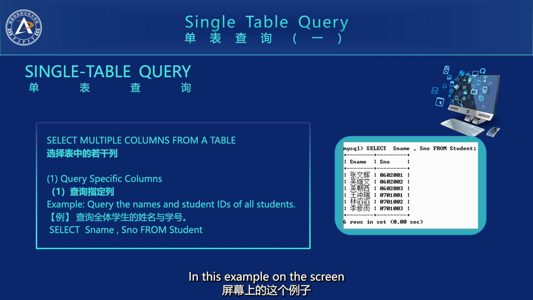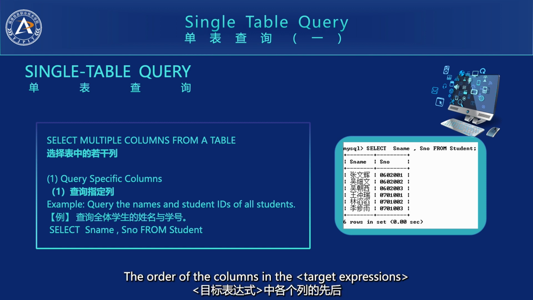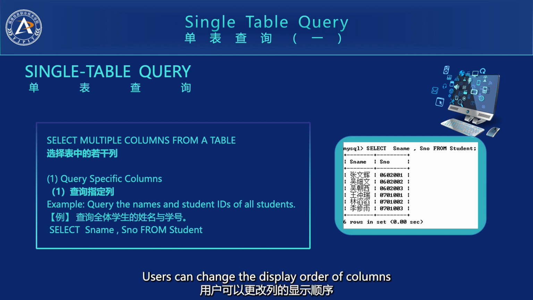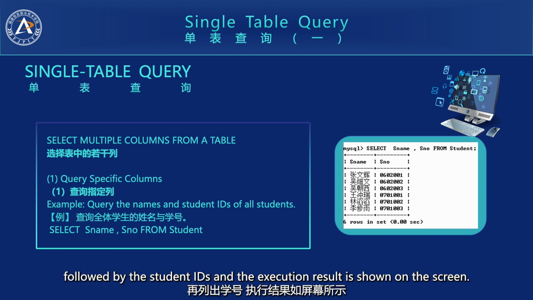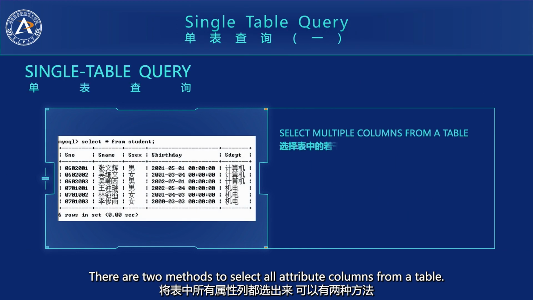In this example on the screen, the request is to retrieve the names and student IDs of all students. The order of the columns in the <target expressions> may not necessarily match the order in the table. Users can change the display order of columns according to the needs of application. In this example, the names are listed first, followed by the student IDs, and the execution result is shown on the screen.